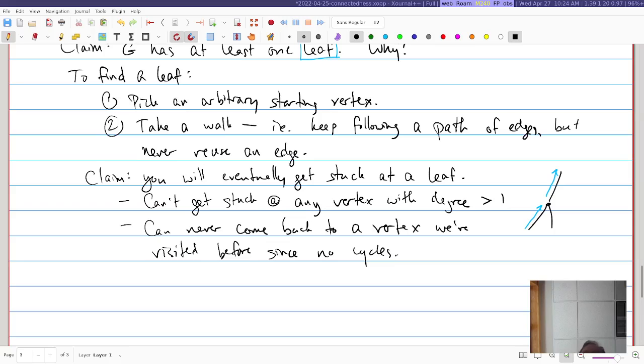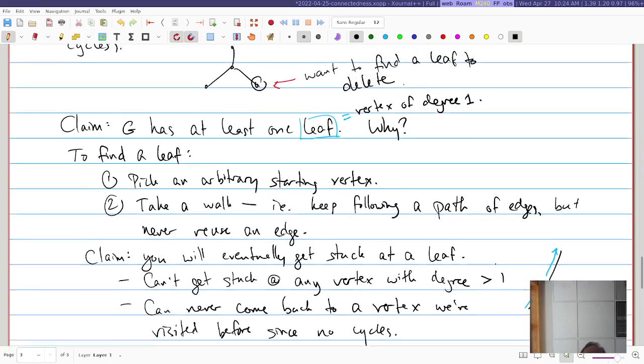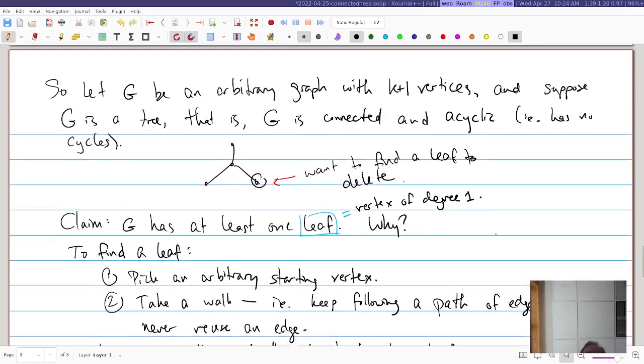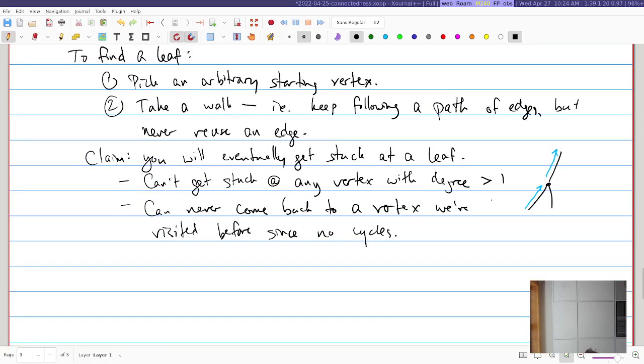And the final thing is we have to use here the fact that the graph is finite. Because if the graph was infinite, then actually I could just walk forever, never repeating the same vertex and never finding a leaf, right? But we know it's finite, and so this can't go on forever. I can't keep visiting new vertices forever because there's only so many vertices. Since G is finite, we will eventually run out.